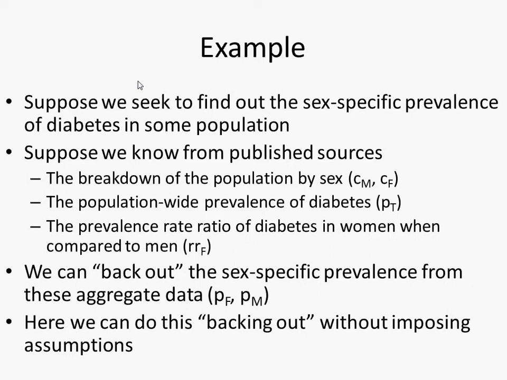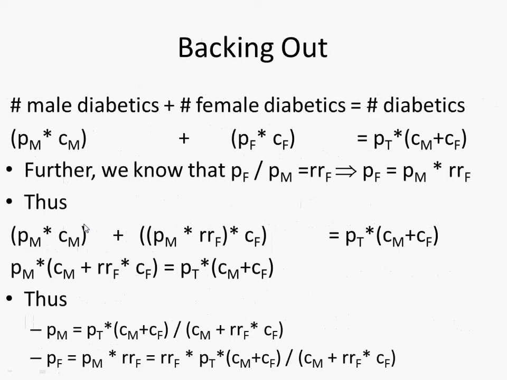In other words, what the fractional prevalence is for women divided by fractional prevalence for men, because we have a statement of that in the literature. If we have these pieces, we can logically back out the sex-specific prevalence from this. And here, we can do it without imposing extra assumptions. If all of this data are from the same population, it's a matter of simple algebra.